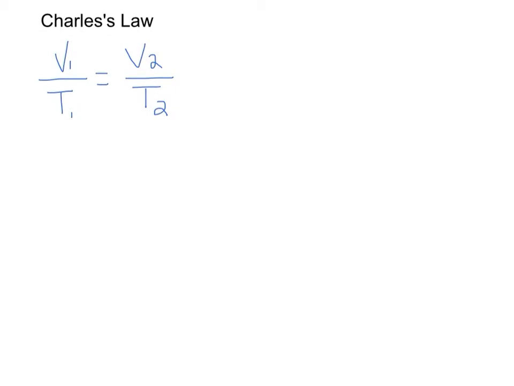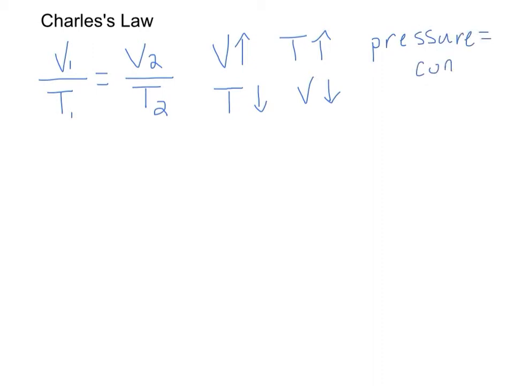Now, if volume is directly related to temperature, that means as volume goes up, temperature has to go up. Or if temperature goes down, volume has to go down. And this is all with the assumption that pressure is constant. So pressure is constant.